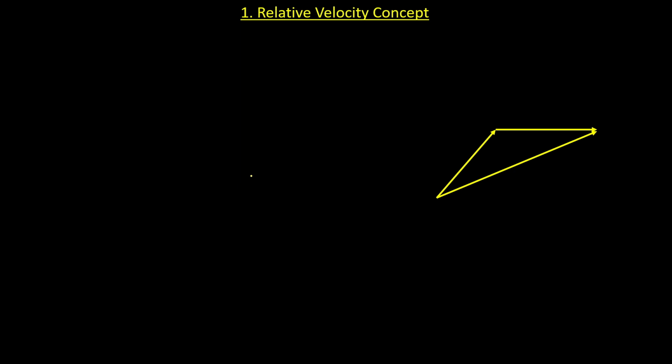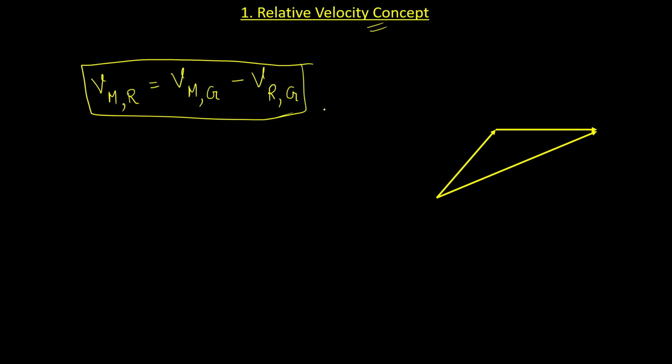So I have divided this lecture into some key concepts which will help you deal with the questions related to swimming across the river. The first key concept is the relative velocity concept. You must know about this concept in order to tackle this kind of problem. First of all, you must know that velocity of man with respect to river is equal to velocity of man with respect to ground minus velocity of river with respect to ground. This is a very important relative velocity formula, or you can say concept, that you must know.